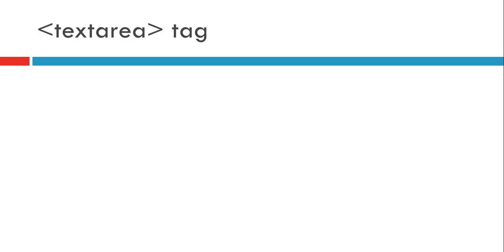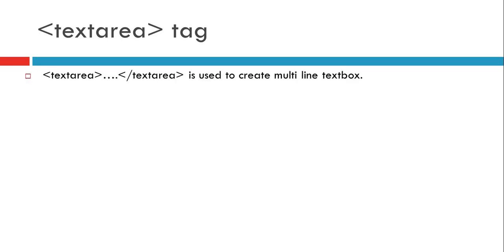Text area tag is used to create a multi-line text box. Whenever we want to take input for the address or some comments or feedback, we need a multi-line text box. In that case, text area tag is used. Text area and close text area is used to create multi-line text box.